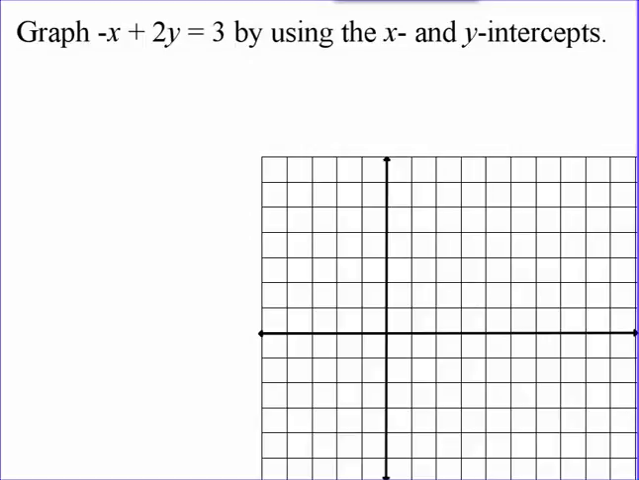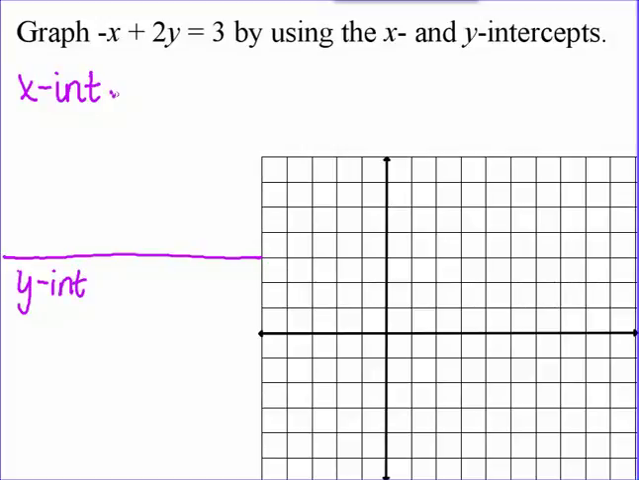Okay, so now what we're going to do is graph the following by using the x and the y intercepts. So remember, the x-intercept was where what equals 0? Y equals 0. So this is what you're going to do. You're basically going to do two problems, your x-intercept, and then a y-intercept. And this is fairly easy. For the x-intercept, we are going to let y equal 0. So wherever I see y in the problem, I'm going to let it equal 0.